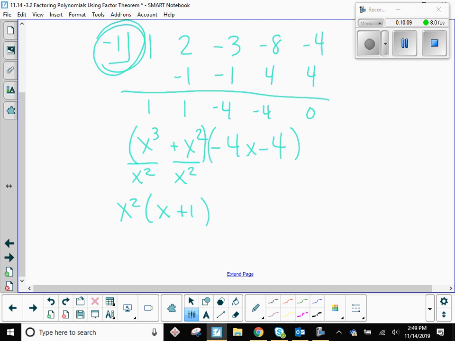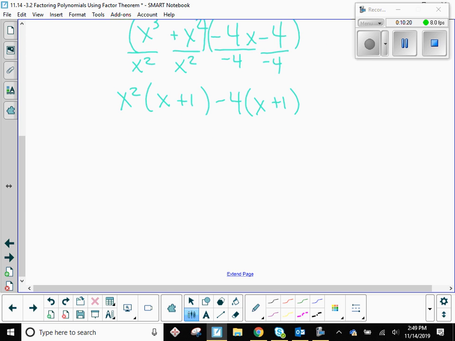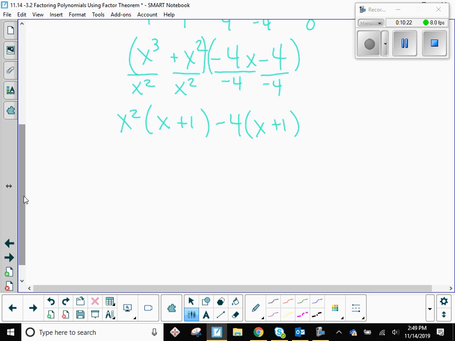And be careful for the same mistake in the next group, because you divide negative 4 out of both of those, and still leaves you with plus 1 there. And then what do both of those groups have in common? X plus 1, thank you. That's their GCF, so I divided it out of both of those, and then I'm left with x squared minus 4.